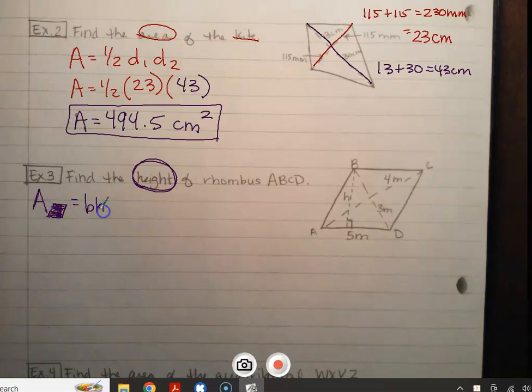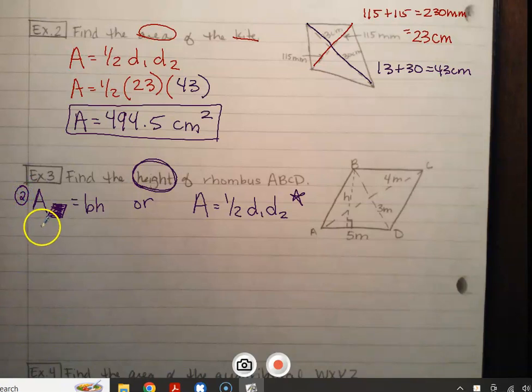Equals the base times the height, where the area of the rhombus is 1/2 diagonal 1 times diagonal 2. You can use either of these, technically, because a rhombus is a parallelogram. In this case, though, we're going to have to use the second one because those are the dimensions we know. Okay, we know the diagonals. But once we know the area of the rhombus, we can use this one. I'll mark it number 2. We can use it next, and we'll have the area.